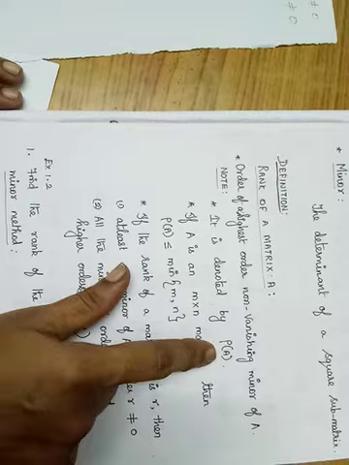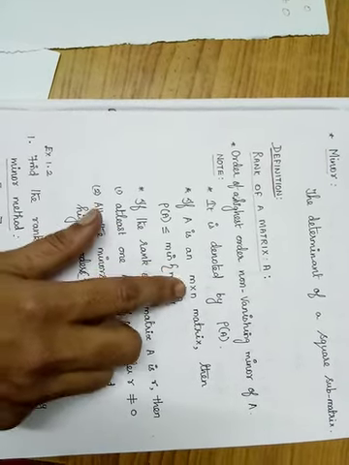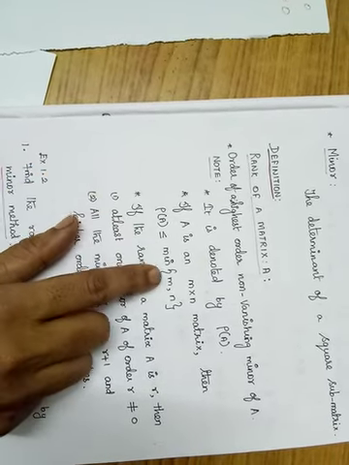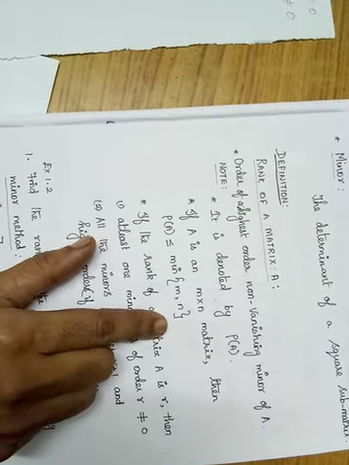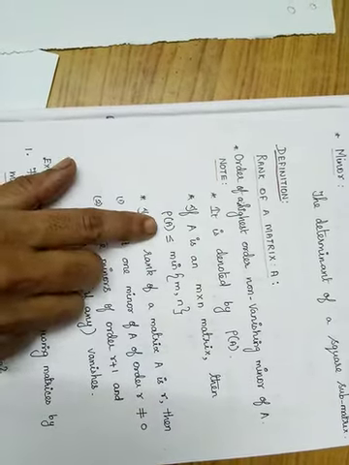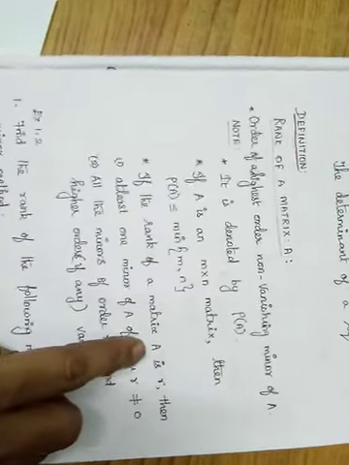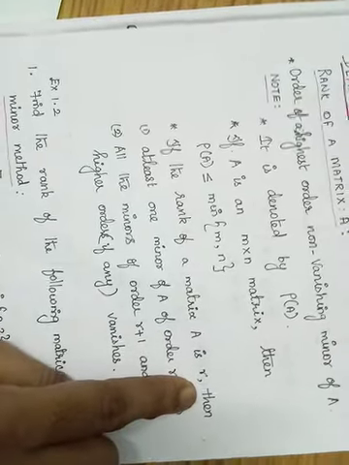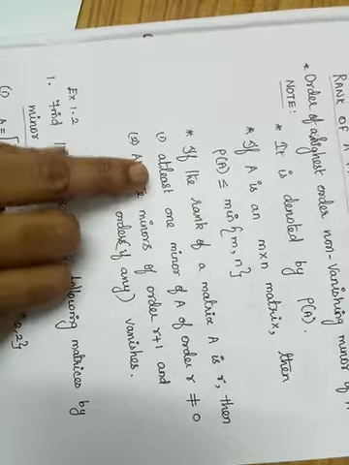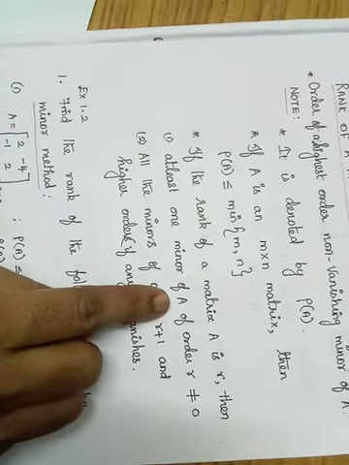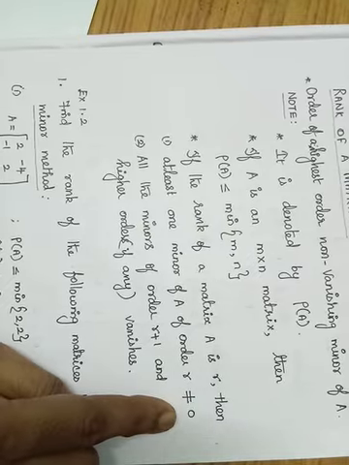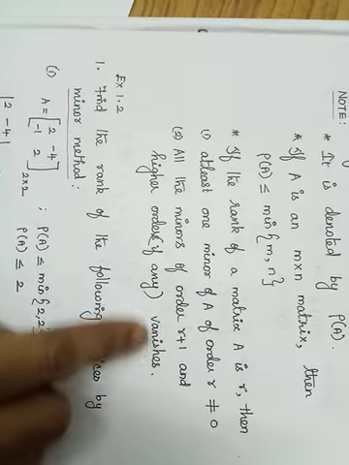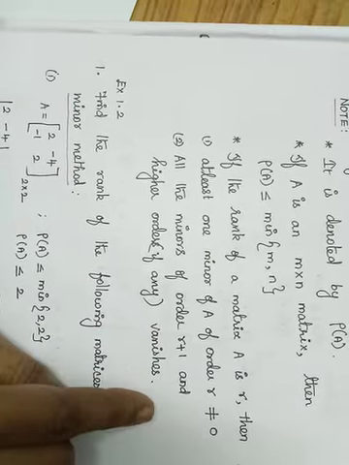Rank of a matrix is denoted by row of A. If A is an m cross n matrix, then you have the result row of A is less than or equal to minimum of m comma n. Okay. Rank of a matrix is nothing but a number. If the rank of the matrix A is R, then it has to satisfy two results. The one is at least one minor of A of order R is not equal to 0. At the same time, all the minors of order R plus 1 and higher order vanish. Vanishes means which is equal to 0.